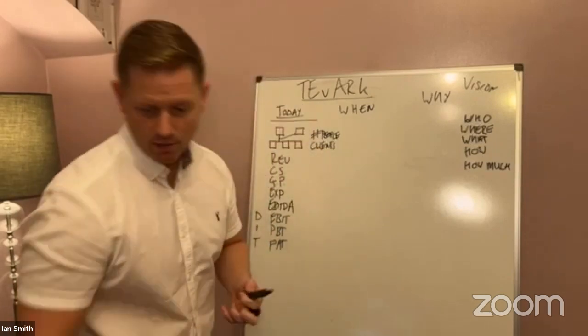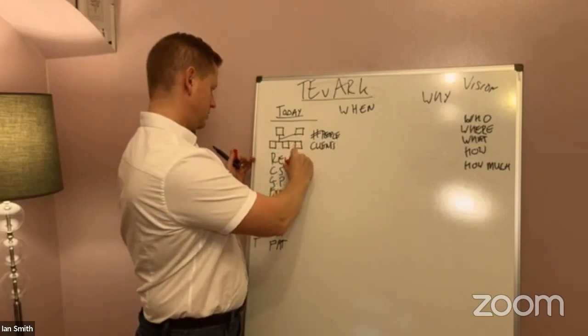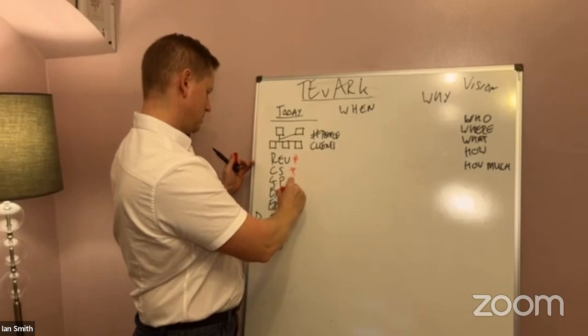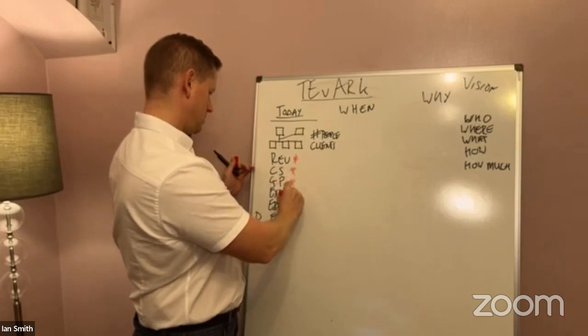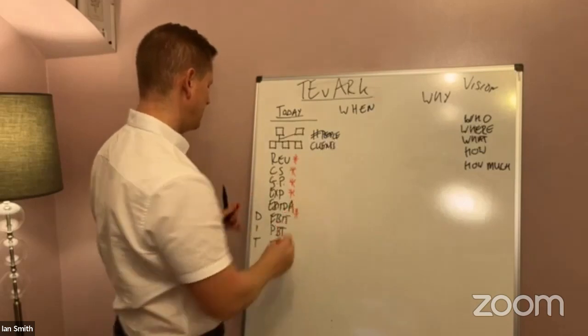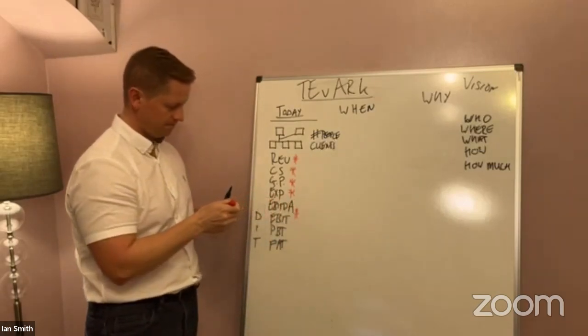Now I'm just going to get our red pen, and I'm going to put a star next to this, and both EBITDA and EBIT. So net profit, underlying operating profit, and EBITDA.